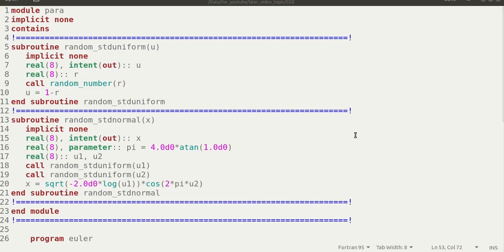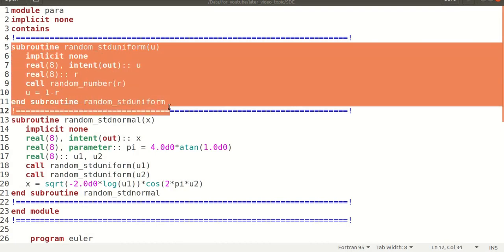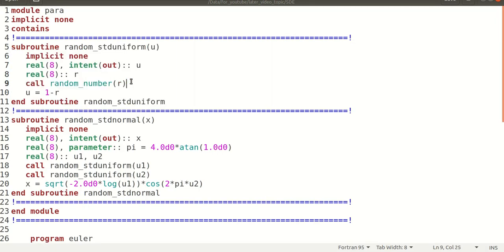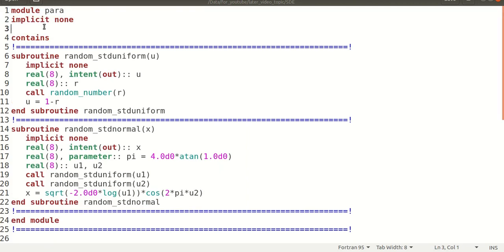So what is the first part? The first part is that I have generated a uniform random number using the Fortran intrinsic random number. Before going to that, you can see I have defined a module here. This is how you define a module in Fortran: you write module, then a module name, and then implicit none. If you have some global variables you want to initialize, you can initialize them here. If you don't have any, you can just write implicit none and then contains, and after contains you write the subroutines, functions, and all the other things you have in your code.